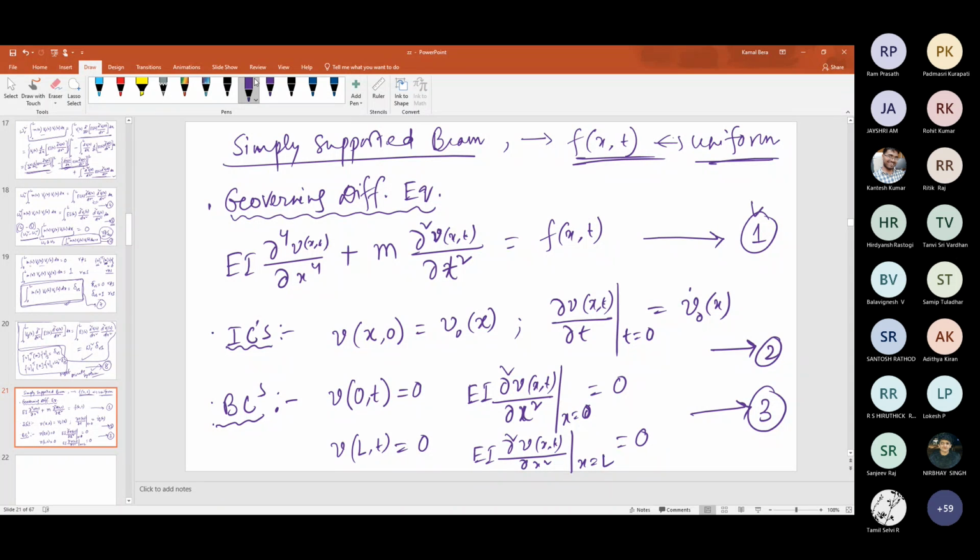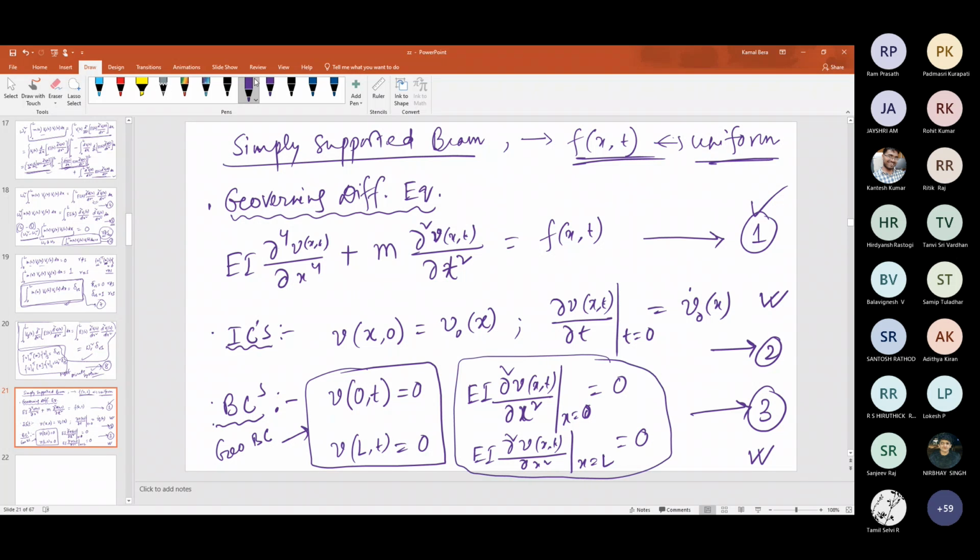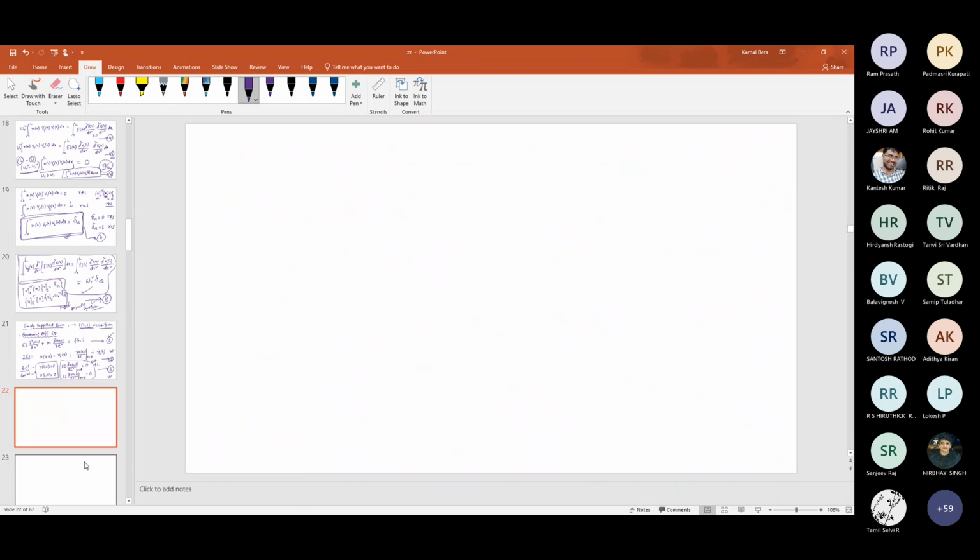This is the governing differential equation. Fourth order in space, second order in time. This is initial condition, two initial conditions, 4 boundary conditions. These are geometric or essential boundary conditions. These two are the force boundary conditions or natural boundary conditions. Next is the natural frequency. What is natural frequency? Omega r. Tell me.